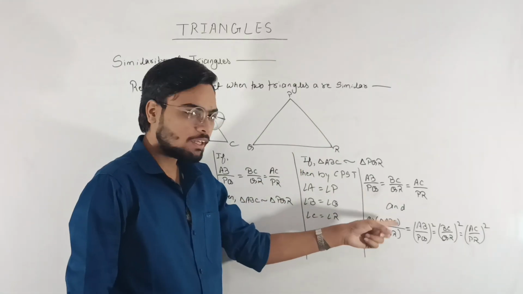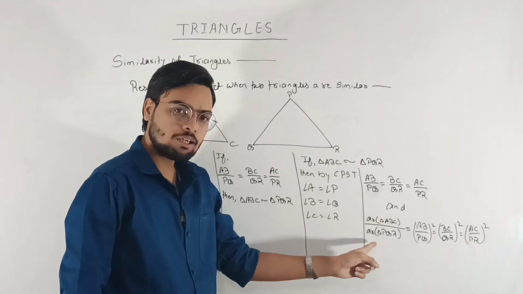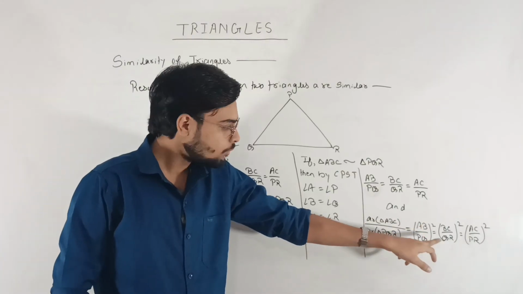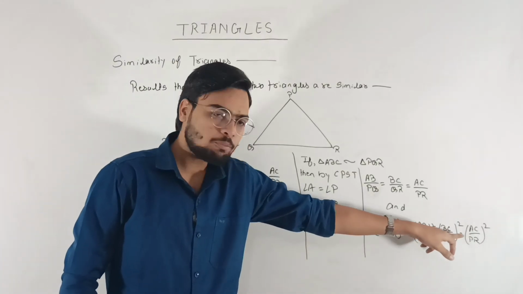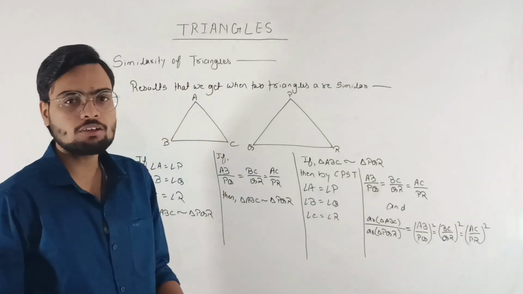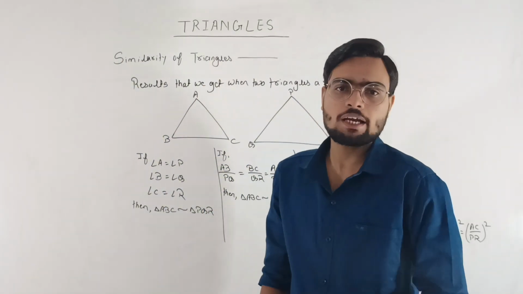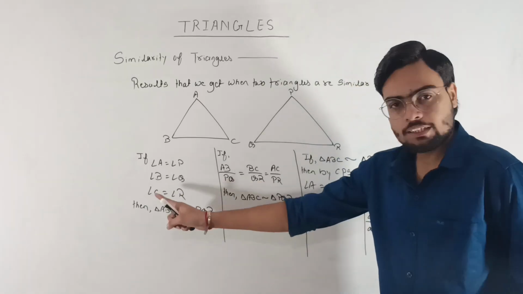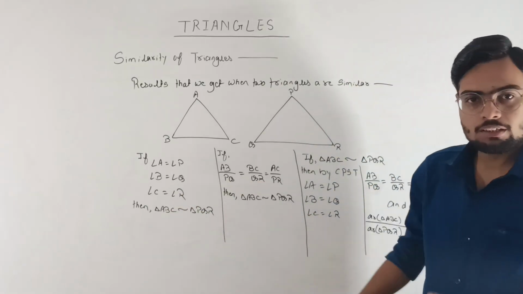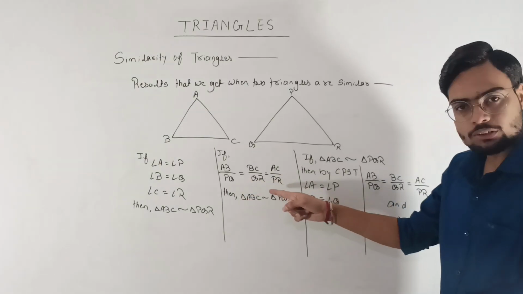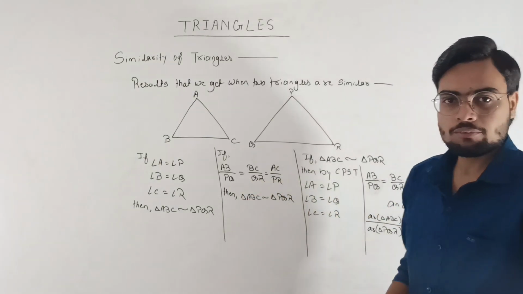The next thing we get is area. Area of triangle ABC upon area of triangle PQR is equal to AB upon PQ square, BC upon QR square, or AC upon PR square. Got it? Let's see one more time. When corresponding angles of two triangles are equal, then in this case two triangles are similar. Second criteria is what? When the ratio of the corresponding sides are proportional, then two triangles are similar.